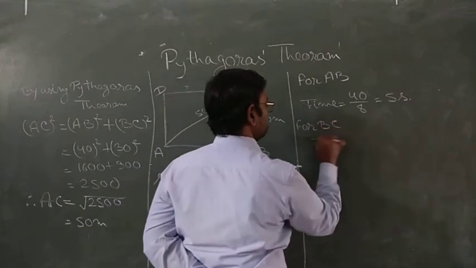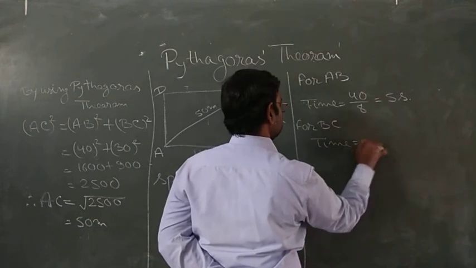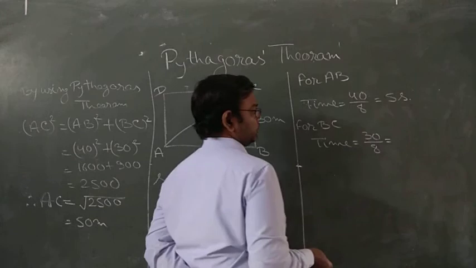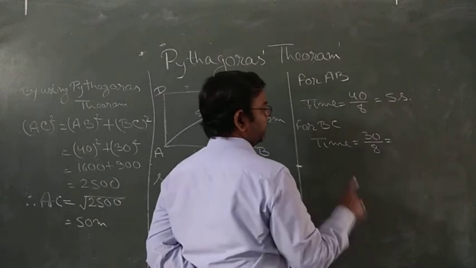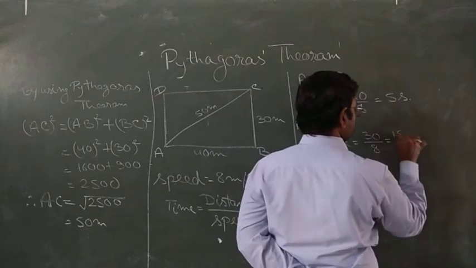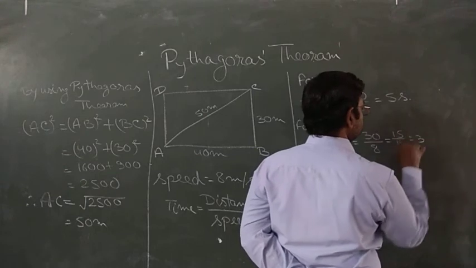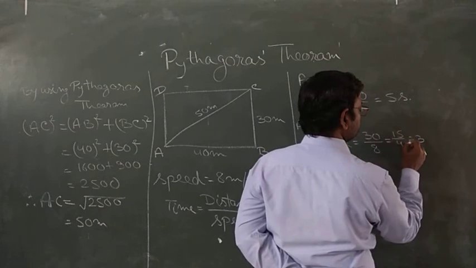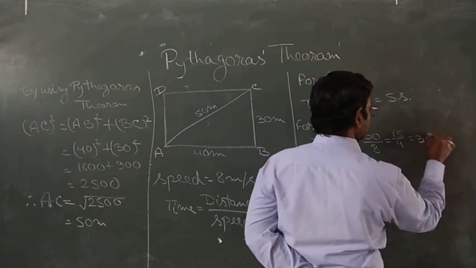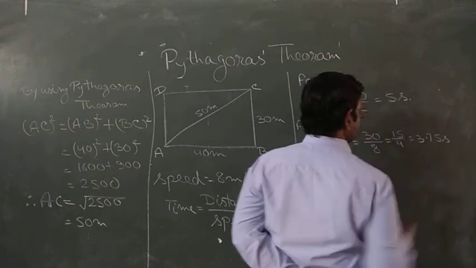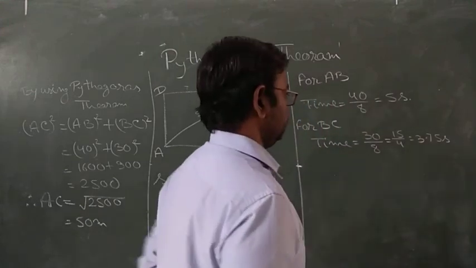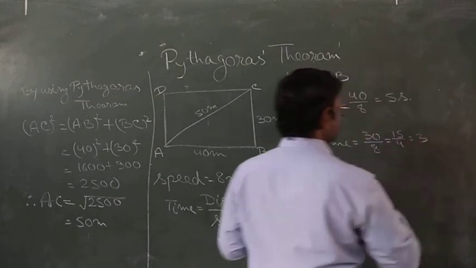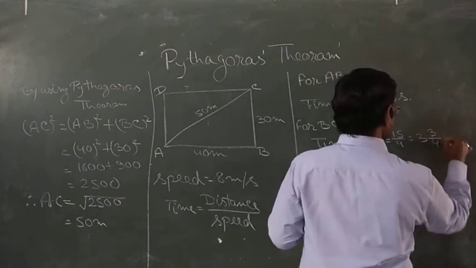Then for BC, time equals to 30 upon 8, it's 15 upon 4, or 4 3s are 12, .75 second. Or you can simply write down in whole, 4 3s are 12, 3 upon 4 second.